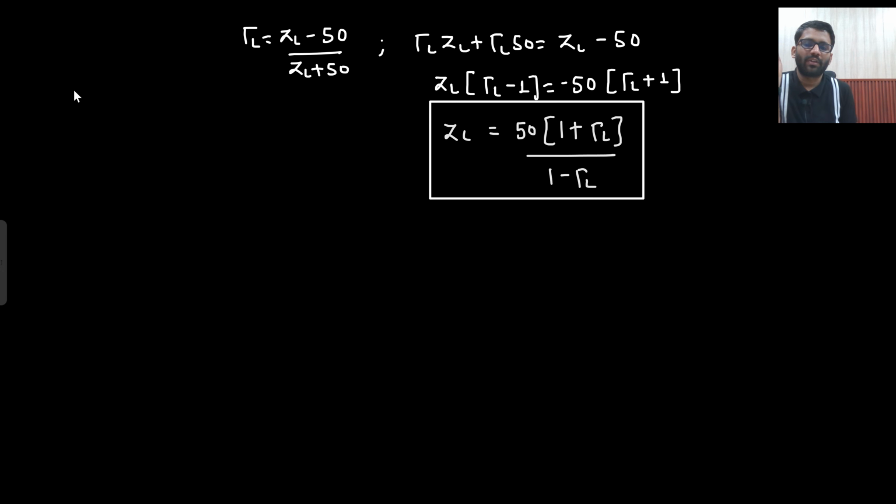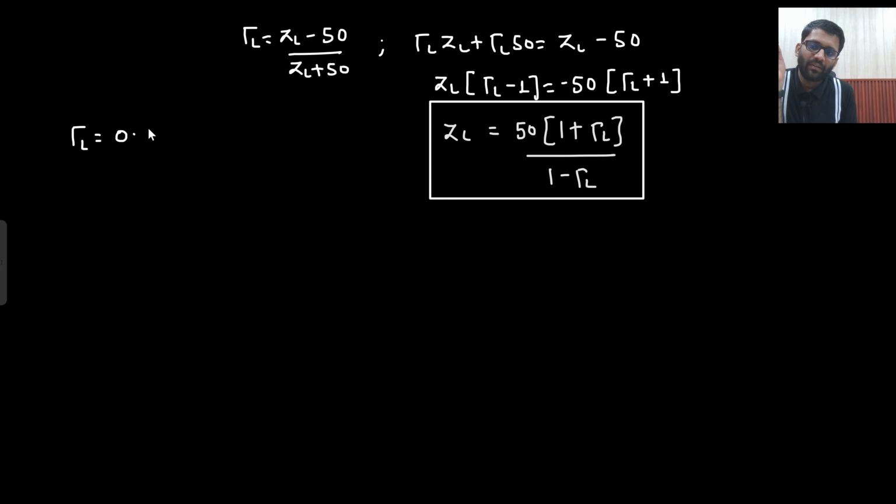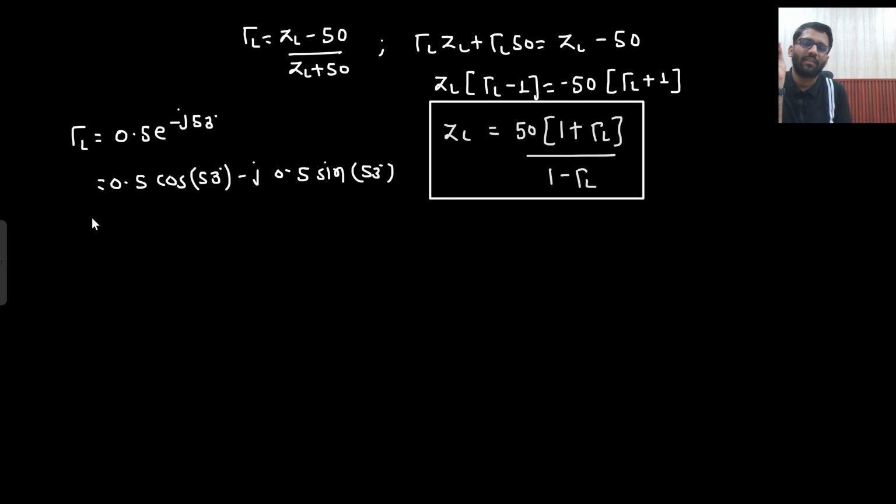Now I will put the values. So what is my gamma L? Gamma L is 0.5 e to the power j53 degree. So 0.5 cos 53 minus j 0.5 sin 53. I hope you know how I put the minus sign there. Cos 53 is 3 by 5, so this will be 0.3 minus j, and sin 53 is 4 by 5 only, because 37 is 3 by 5, so that would be 0.4. So this is the calculation.